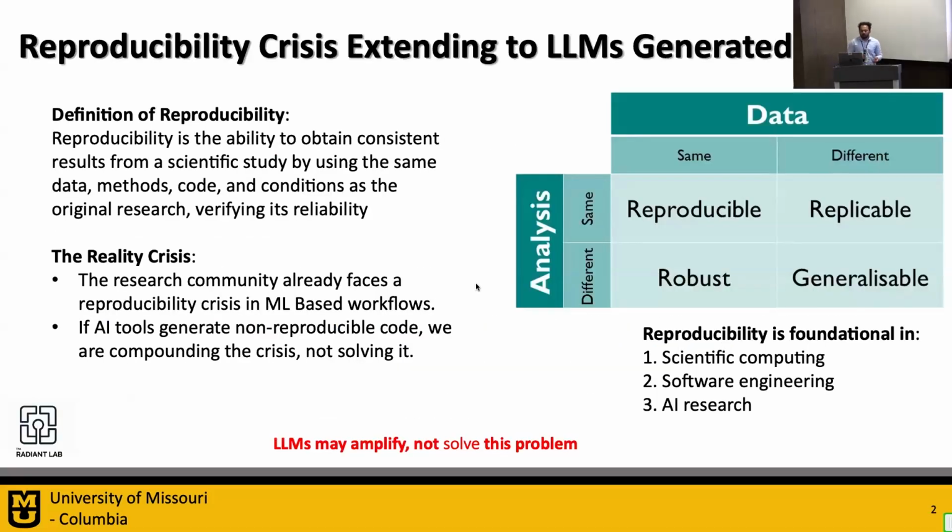So let me start with the broader motivation. Reproducibility means getting consistent results using the same data, methods, code, and conditions. And we already have a reproducibility crisis in ML workflows, where human-generated code itself does not reproduce. So if AI tools generate code that's not reproducible, we believe we are compounding the crisis, not solving it. This matters tremendously because across scientific computing, software engineering, and AI research, reproducibility is a key factor. Code that cannot be executed by others is not useful code, as I believe.